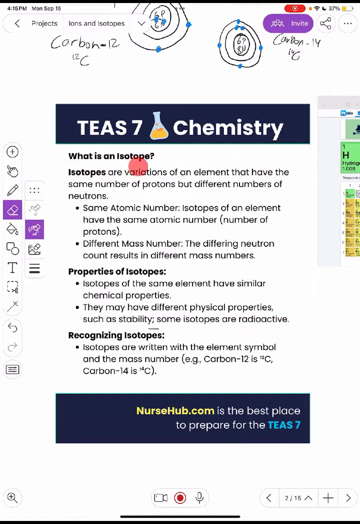So, what is an isotope? Isotopes are variations of an element that have the same number of protons, but different numbers of neutrons. Okay? Mitch, yes, that is correct. And we're going to talk more about that and the why behind that.